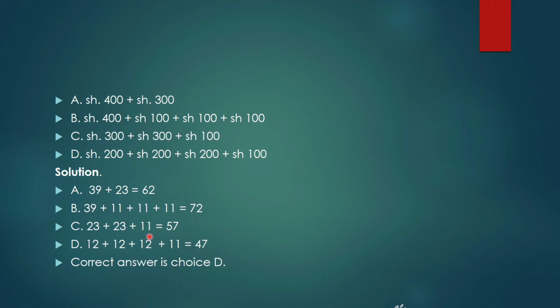And then the last combination there is 200 thrice and 100. So she'll pay a commission of 12 shillings and 12 shillings and 12 for the 200s, and then 11 for the last 100, which will amount to 47. So if you look at the choices, which one do you think will give the least commission? Your guess is as good as mine. The answer is the last combination, which is choice D. So choice D is our correct answer.